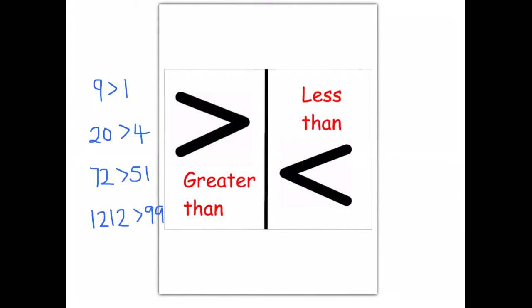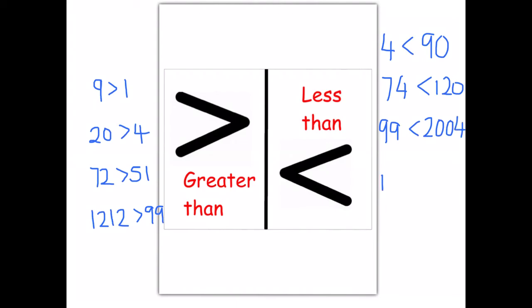And we'll have a few examples of our less than symbol. 4 is less than 90. 74 is less than 120. 99 is less than 2004. 17 is less than 439.